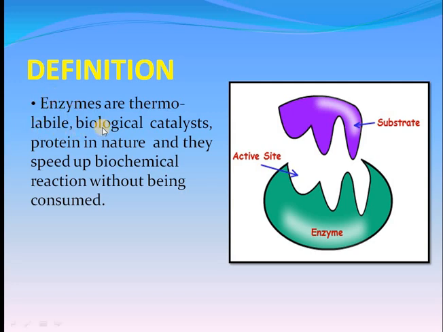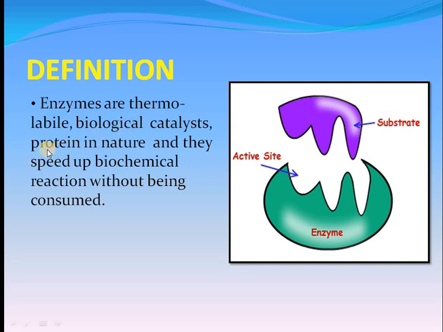The next terminology used in this definition is biological catalyst. As all of you know, what are catalysts? A catalyst is a substance that increases the rate of a chemical reaction without itself undergoing any permanent chemical change. And enzymes are called biological catalysts because all reactions in living things depend on enzymes.